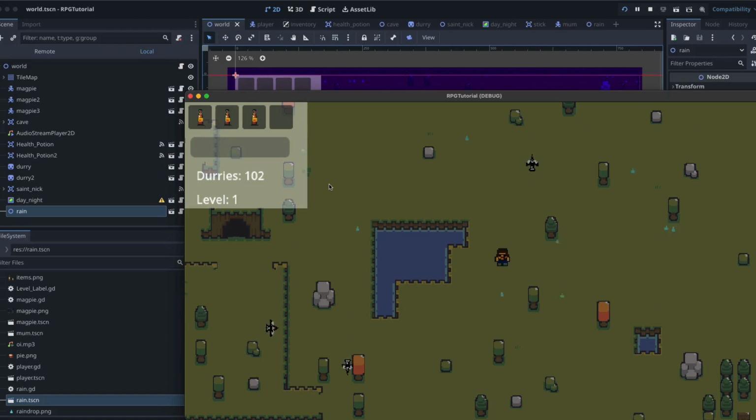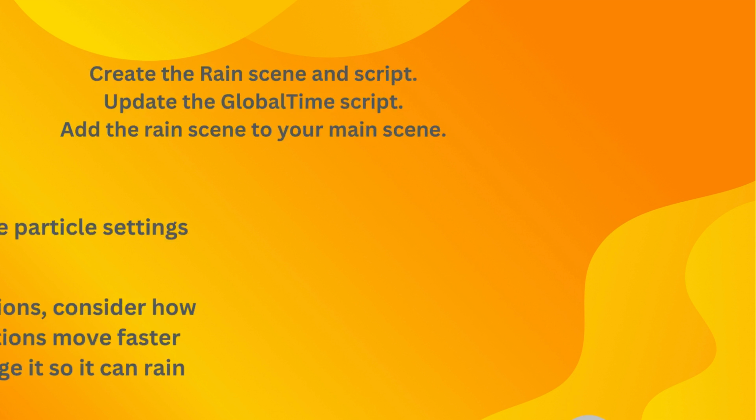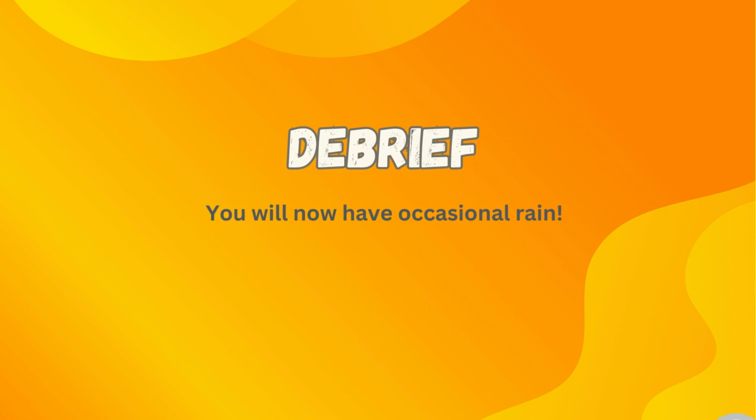I think that is one successful test. What you must get done for it to work is you've got to make that rain scene and script. You're also going to want to update your global time script and add the rain scene into your main scene and any other scenes you want to have rain in. What you may like to do is experiment with all the different particle settings so you get a feel for how to make it rain in the way you like. And what you might consider is, if you've got any trees with animations, think about how you might connect those animations to move faster when it's raining, or possibly how to change the rain to also have a snow cycle as well. That was just a quick one, but you should now have occasional rain in your ARPG.